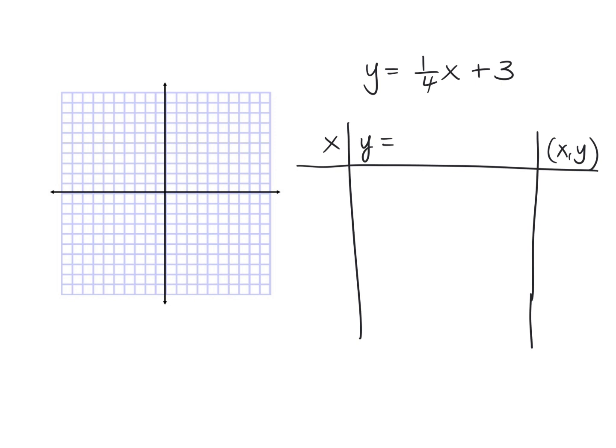All right, let's try our next one. So if you go to your next graph, we're going to graph the equation y equals 1/4 x plus 3. So again, you for sure have to choose 3 points. 5 is better. For time's sake, we're going to choose 3.